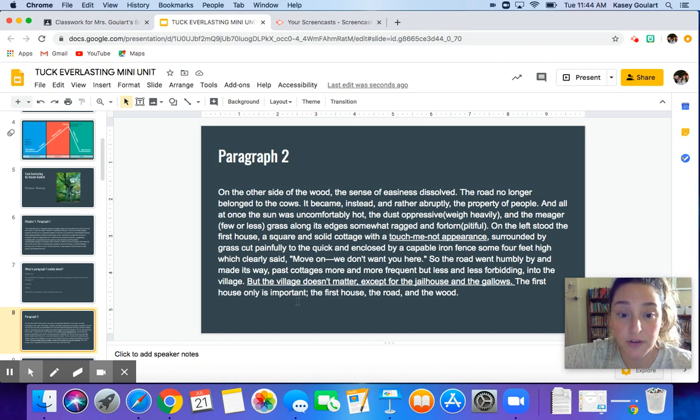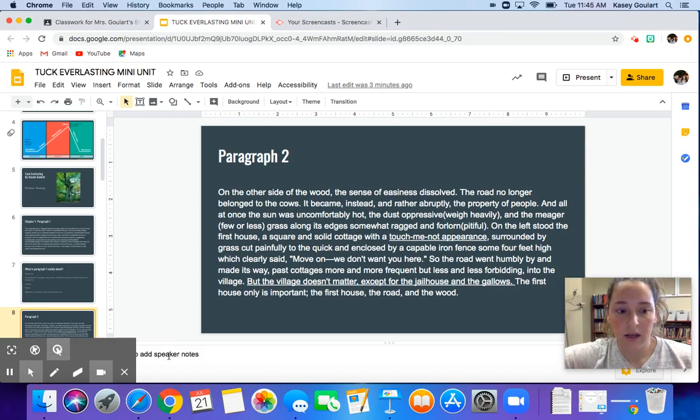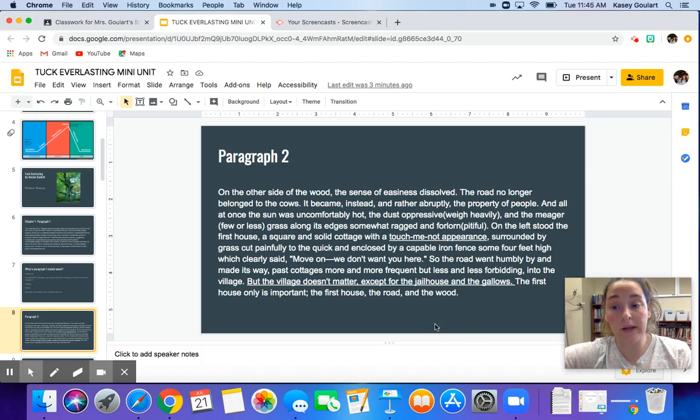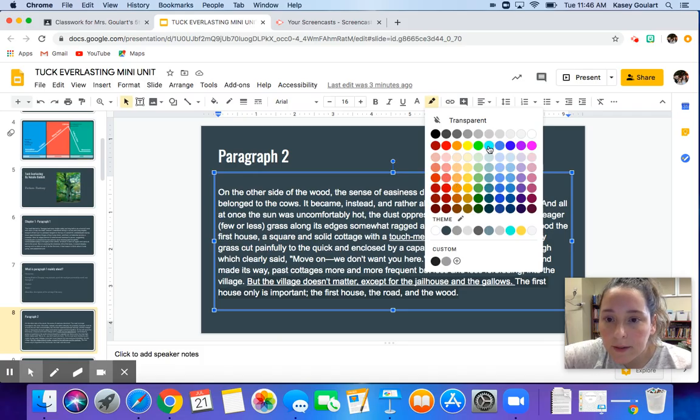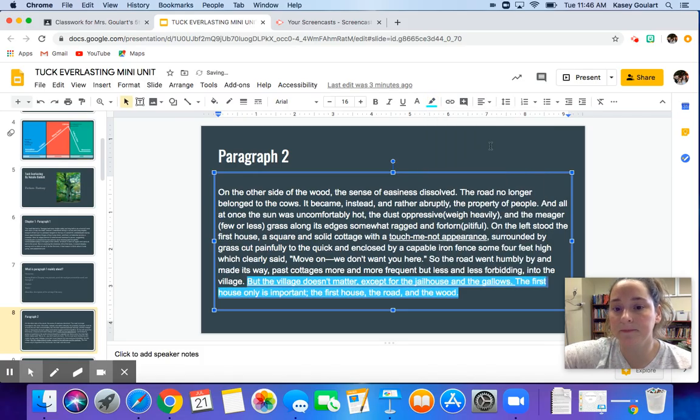Ooh. The first house only is important. The first house, the road, and the wood. Interesting. Okay, that's very important. Anytime any passage, book, novel, etc. tells you what is important, we need to make sure we understand that. So to identify this section, I have one of them underlined. I want you to highlight it. Let's highlight it. Blue, this light blue color.